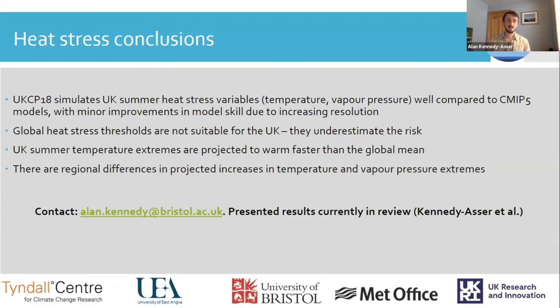Just to wrap all of that up, the main things we did: this model evaluation showed that the UK CP18 simulations do a good job compared to CMIP5 models when we're interested in these UK summer heat extreme variables. But we do note that increasing model resolution doesn't make a huge difference for heat stress variables. We think it's really important to note that global heat stress thresholds are not very suitable for the UK. I'm sure a lot of people already know that, but it's nice to illustrate that in a different way. They underestimate the risk, and we think percentile-based approaches would be more useful going forward.